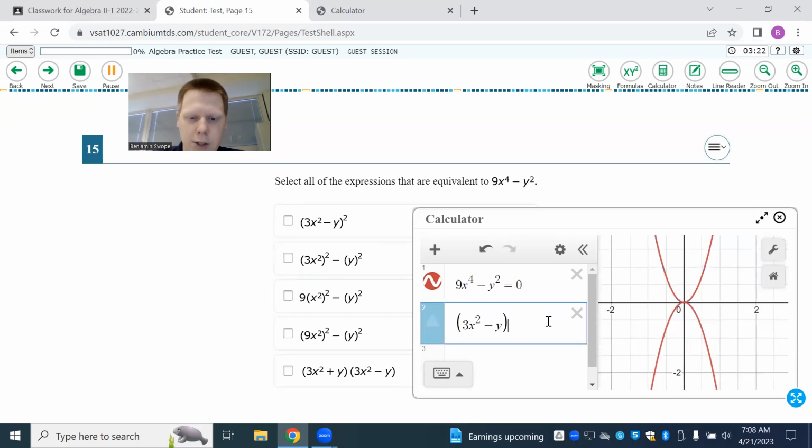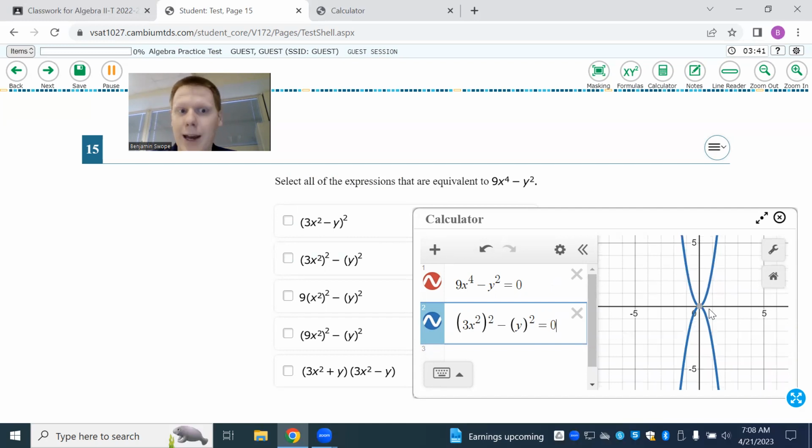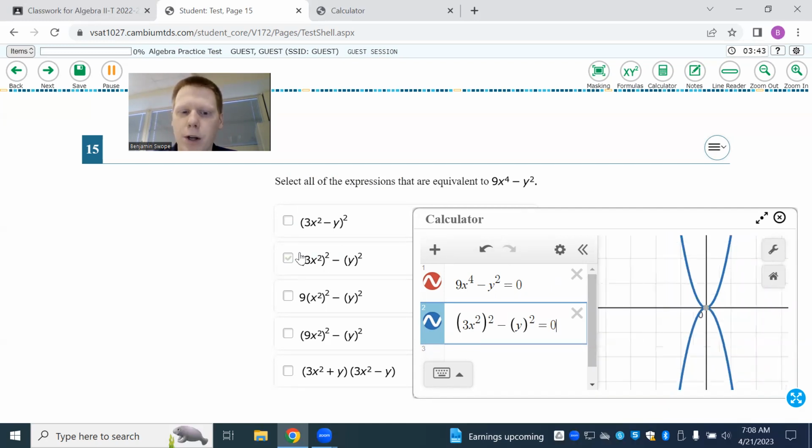So let's try the second one. So 3x squared, oops, make sure you're careful with your cursor, minus y squared equals 0. Do you see it covers the whole graph? And like I said, I can zoom out, but my blue is covering that entire red graph that I started with. So that is an option I'm going to pick.